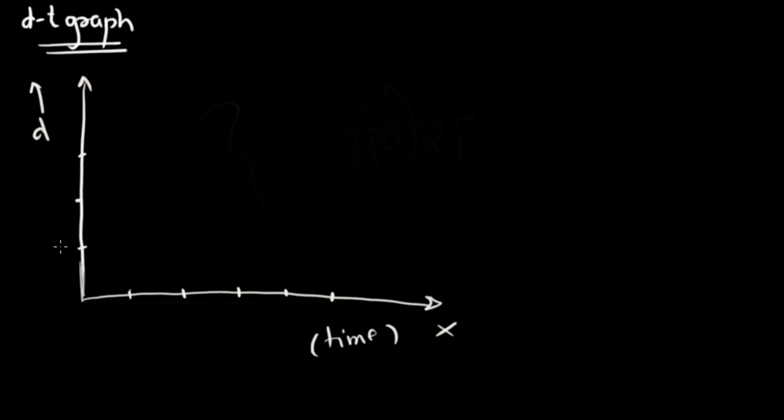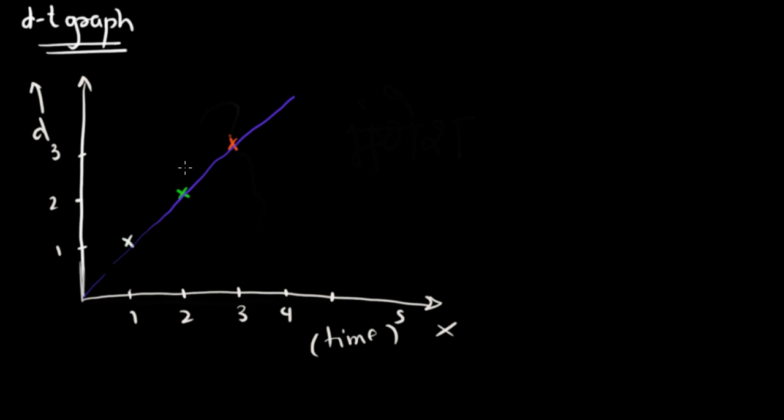Suppose this is 1, 2, and 3, and that's time 1, 2, 3, 4 seconds. If I want to plot the graph, at the end of the first second it travels a distance of 1 meter. At the end of the second second it travels a distance of 2 meters. And at the end of the third second it will have traveled 3 meters. If I join all those points, it comes out to be a straight line.